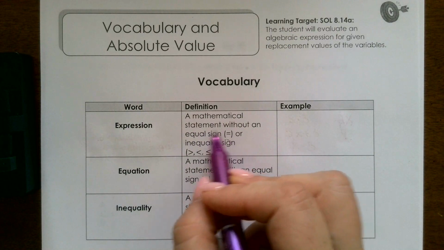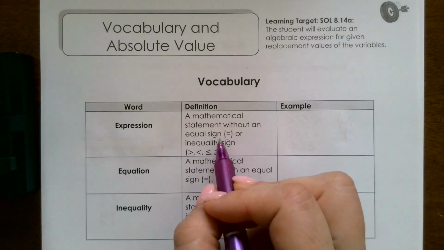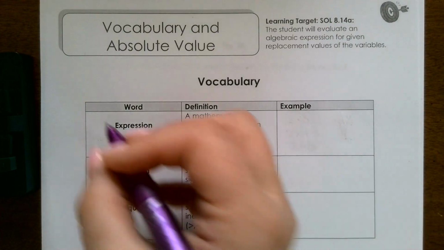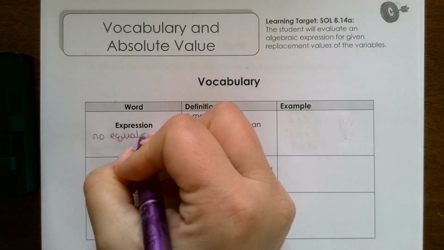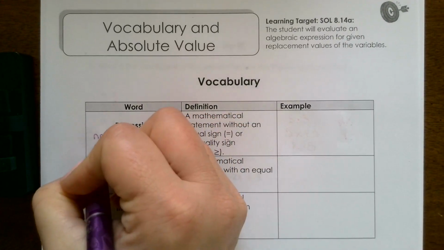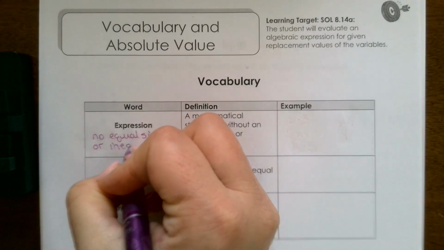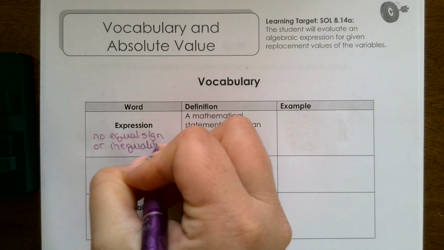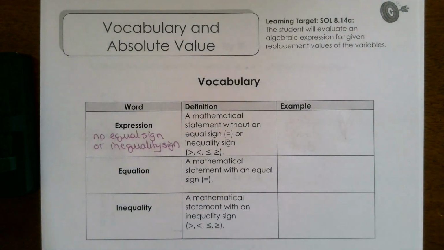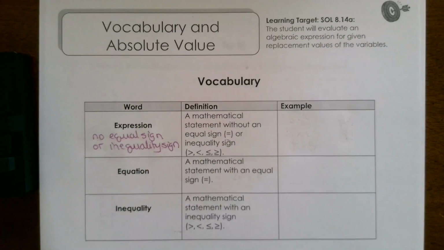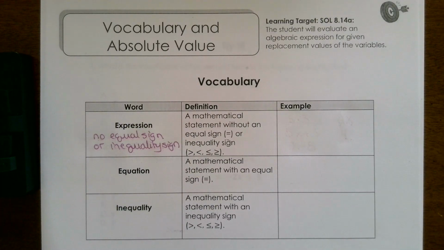An expression is a mathematical statement without an equal sign or an inequality sign. So there is no equal sign. That's really important. Or inequality sign. Also important. I like to think of expressions as incomplete sentences, mathematical phrases.